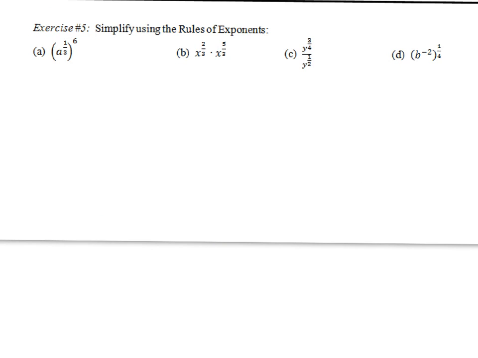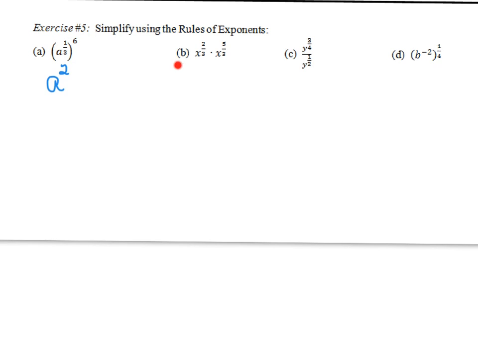In exercise 5, we want to simplify using our rules of exponents, showing that the rules of exponents that we learned in the last lesson apply even when I have fractional exponents. So in exercise 5a, I see that I'm raising a power to another power. So if you think back to that rule, when I'm raising a power to a power, I'm going to multiply the exponents together. So 1/3 times 6 gives me a to the 2nd power.